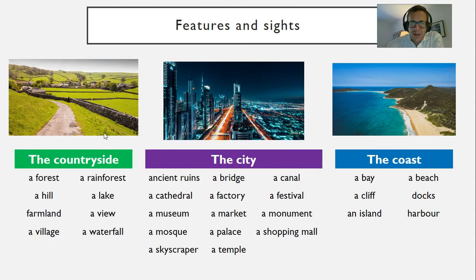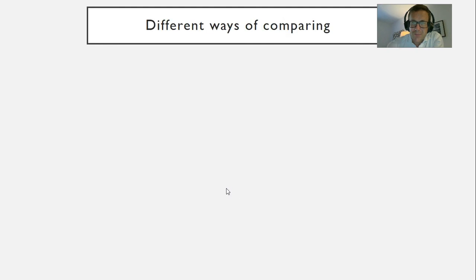So these are the languages of features and sites, and try to learn some of the words that you would need to describe the place where you live. If you live near the desert, you might want some words connected to there.